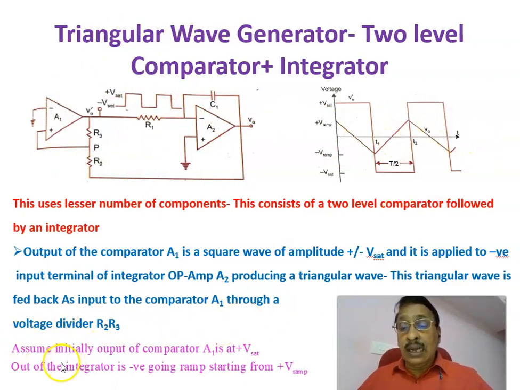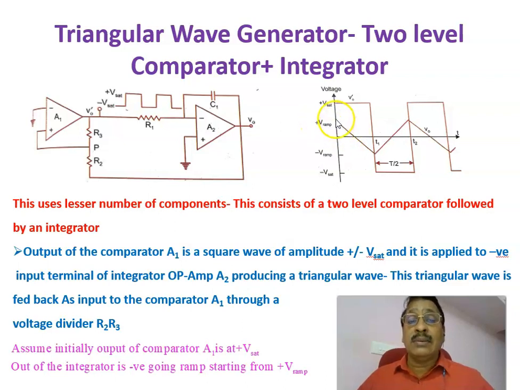Assume initially the output of the comparator A1 is plus Vsat. First, we assume that the output of the comparator, V0 dash, is equal to plus Vsat, and the output of the integrator is a negative going ramp starting from plus V ramp. Because we are connecting the input to the inverting, that is the negative, terminal, we will be getting a negative slope. Here it will be integrated with a plus V ramp.